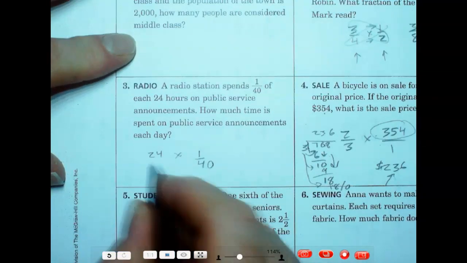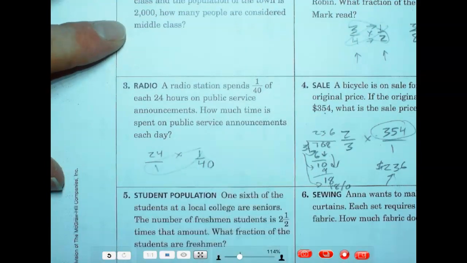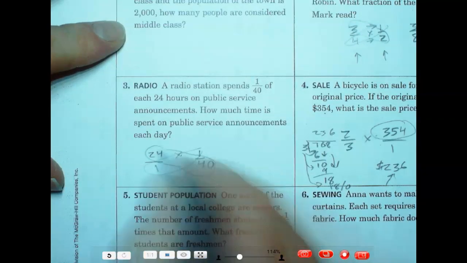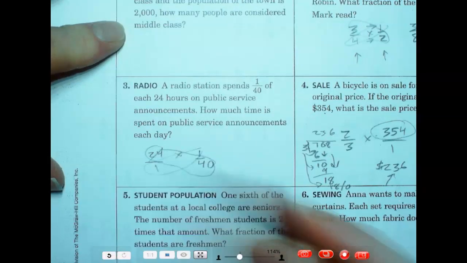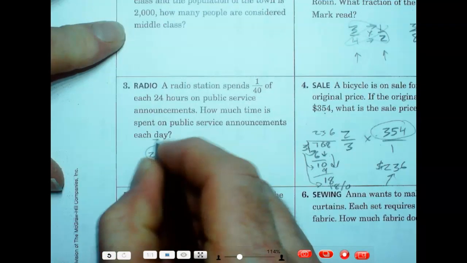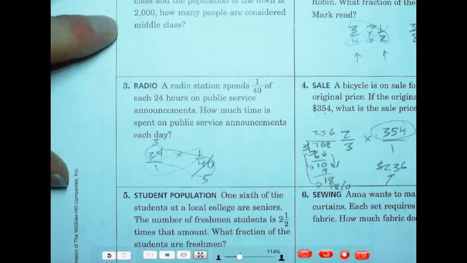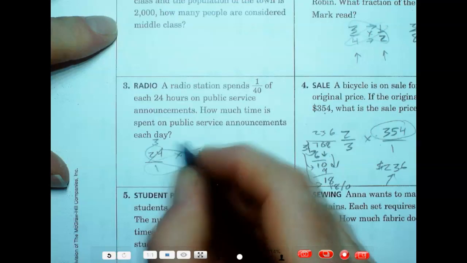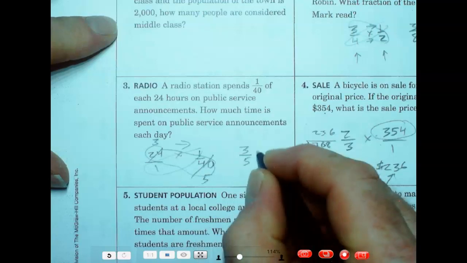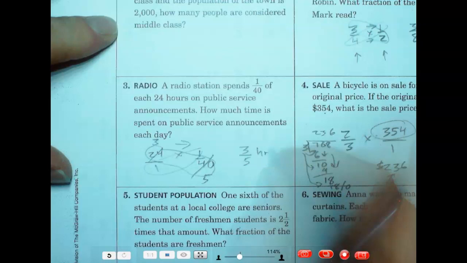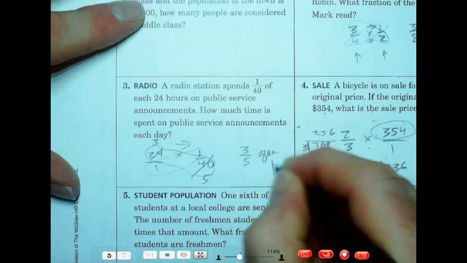Okay, so we can put that over a 1, make that into a fraction. We really can't do anything here, 1 and 1. We can't reduce that, but we can do some reducing here to make our multiplication a little bit simpler at the end. We can divide this by 8. That would be 3. We can divide this by 8, which is 5. So we can multiply that out. 3 times 1 is 3. 1 times 5 is 5. It's 3/5 of an hour. I'll write down 3/5 of an hour. And I think that's fine.